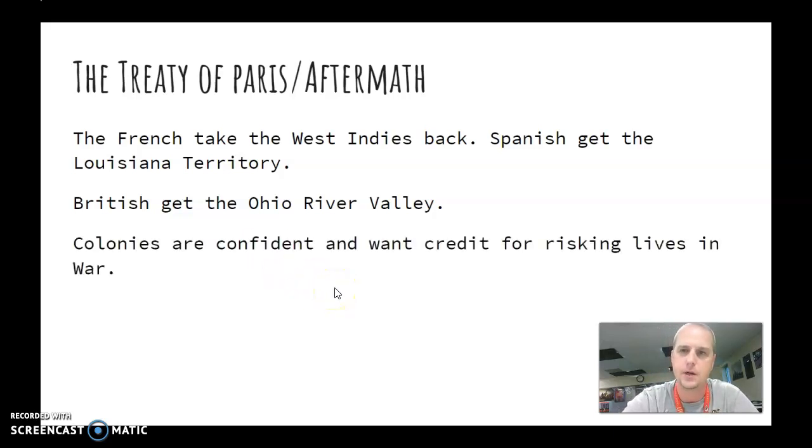And the colonists, they are confident because they helped win this war. They're like, hey, we stood up against the French. And so they are confident in their ability to fight, and they want credit for risking their lives in this war. Because remember, they are British citizens, but they're starting to feel a little bit like themselves. They're developing their own culture, their own identity over here in North America, and they don't necessarily see the king as their king anymore.